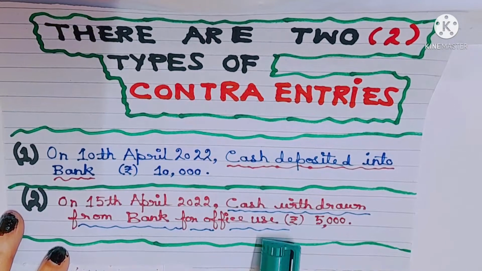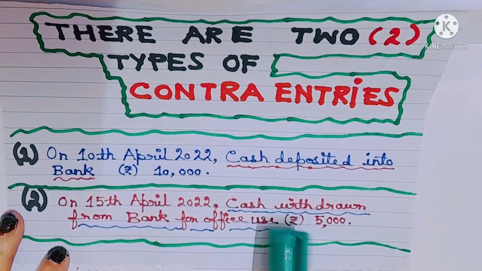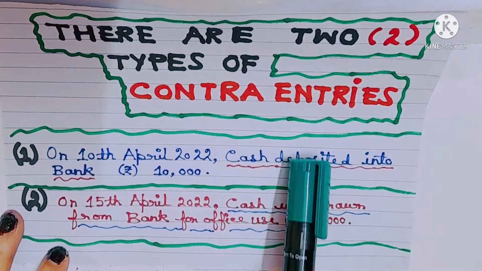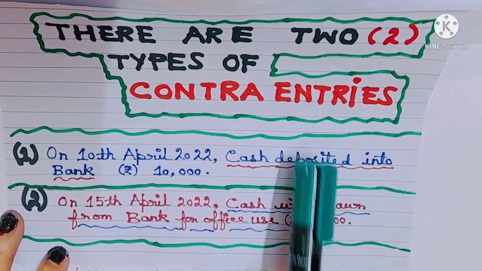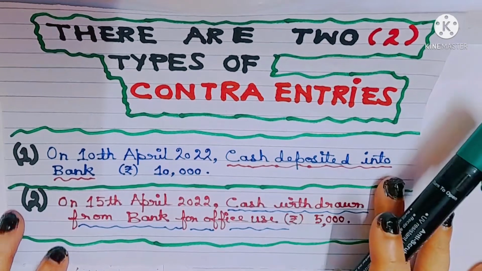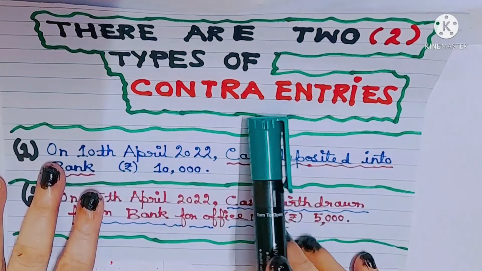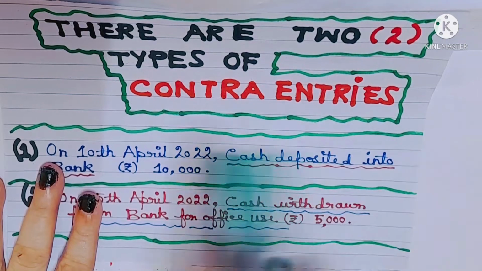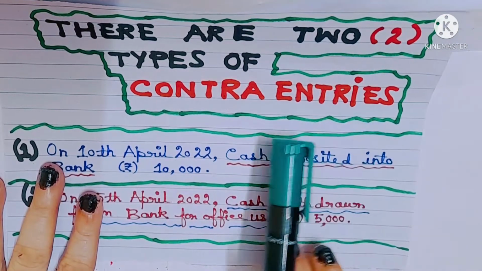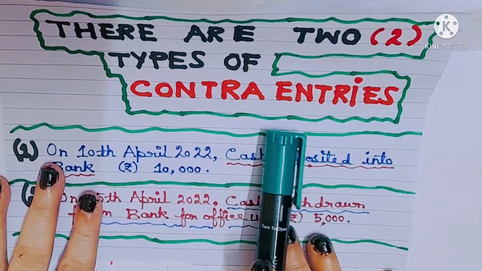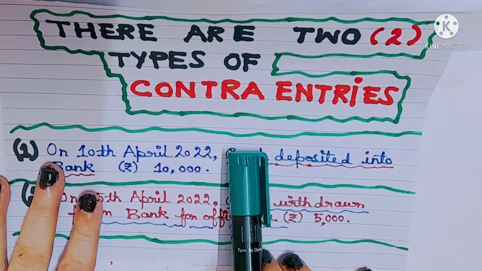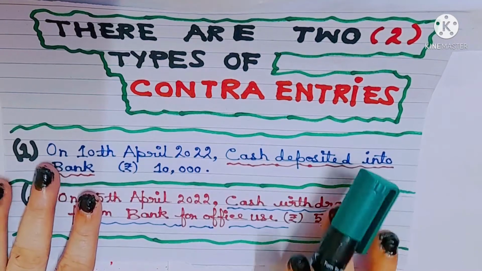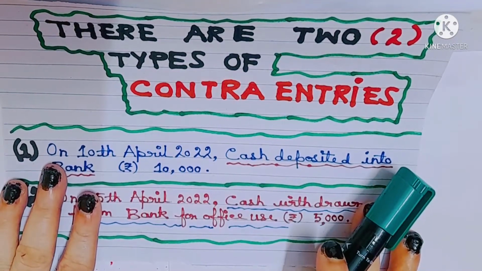This is another contra entry because it involves or affects both a cash account and a bank account. এর বাইরে contra entries হয় না. Only two types of contra entries. Contra entries মানে কি? Either debit side bank account হবে, credit side cash account হবে, or the opposite. In simple language, contra entries means either bank account debit to cash account or cash account debit to bank account. এর বাইরে কিছু না. Understood?